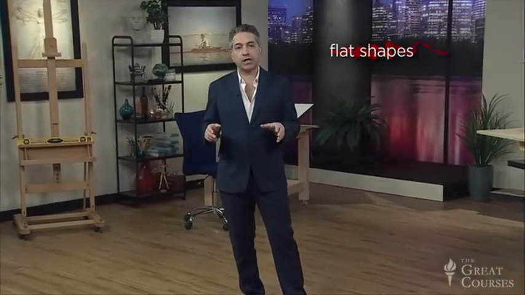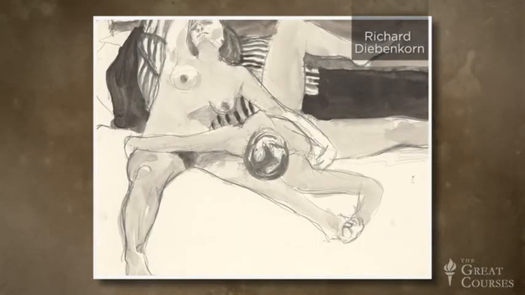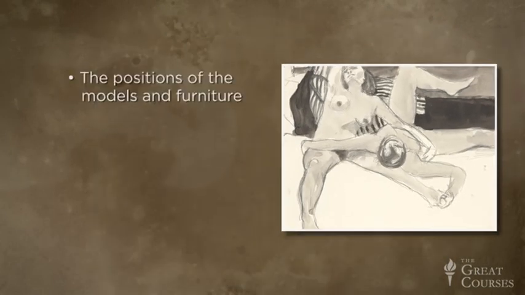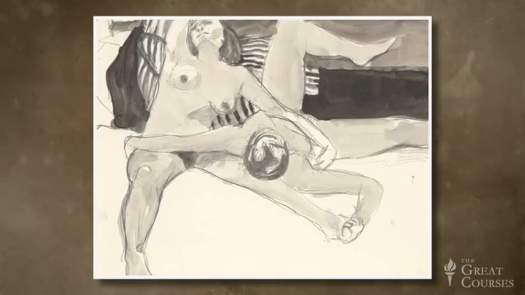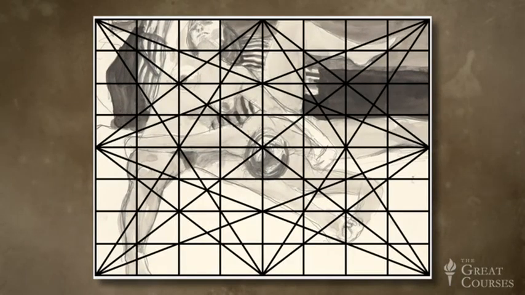It really helps to pay attention to the large planes, like tabletops, walls, and floors, and understand them as flat shapes. To bring this home, here's a drawing by Richard Diebenkorn we looked at earlier. This isn't just a drawing of a couple nude models. It involved a very careful consideration of three interrelated things: the position of the models in the furniture, choosing the point of view, choosing the framing and format shape. The result? A tightly knit drawing that's melded to the rectangle's armature.